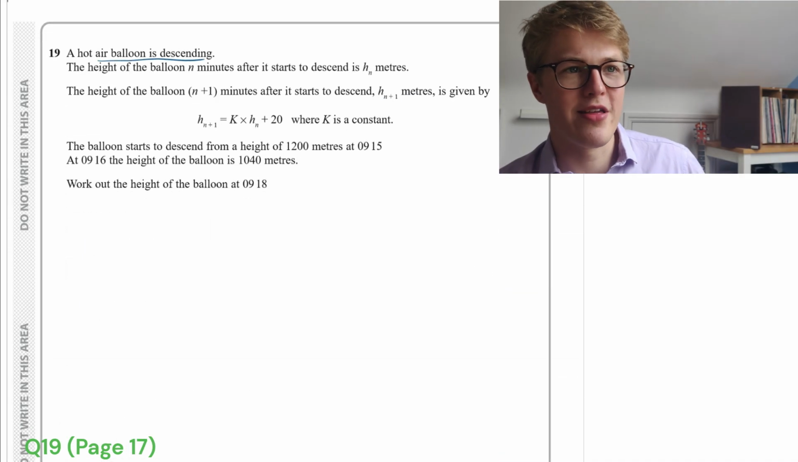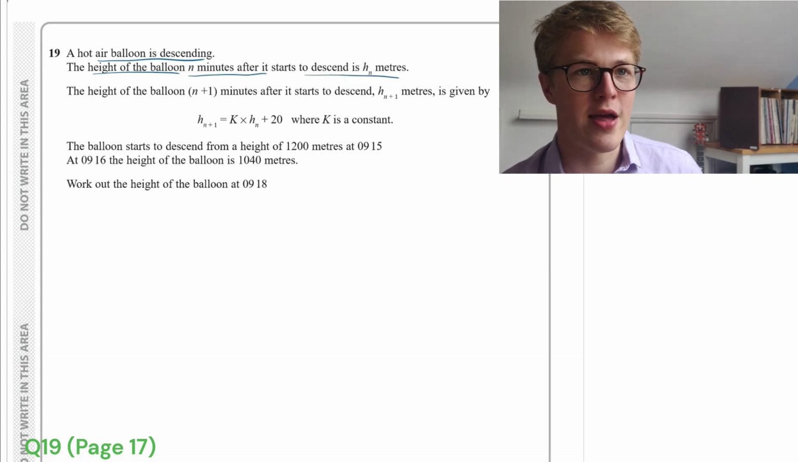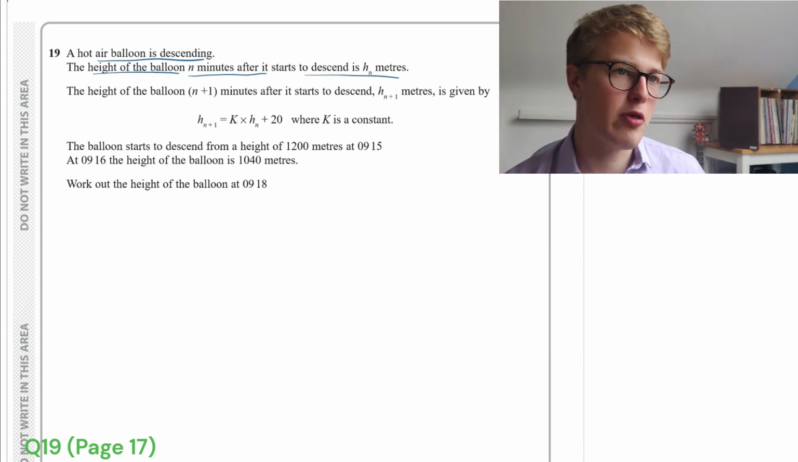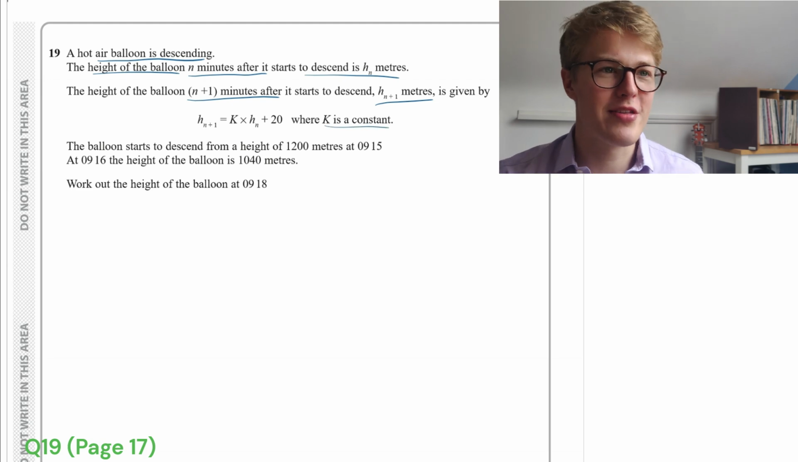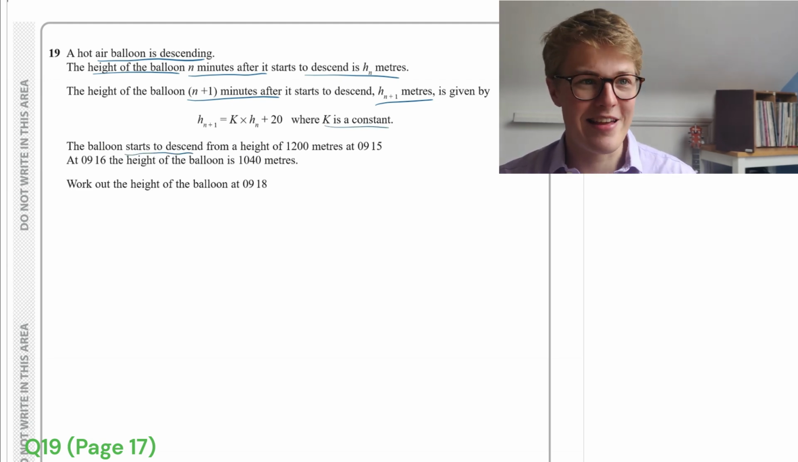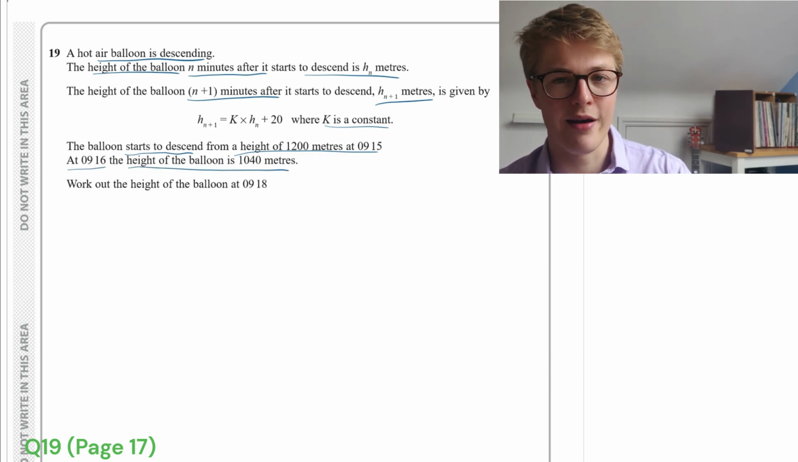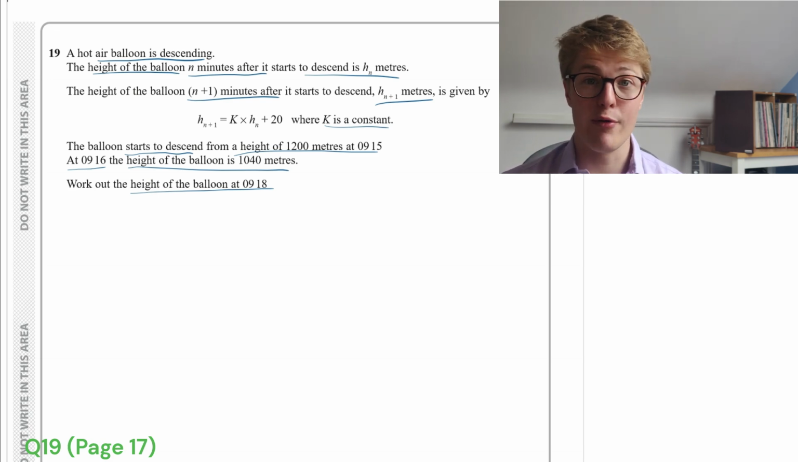A hot air balloon is descending. The height of the balloon n minutes after it starts to descend is h_n metres. The height of the balloon n plus 1 minutes after it starts to descend, h_(n+1) metres, is given by the following equation. The balloon starts to descend from a height of 1200 metres at 9:15. At 9:16, the height of the balloon is 1040 metres. Work out the height of the balloon at 9:18. So we can see that to get from 9:15 to 9:18, we've got 3 minutes.